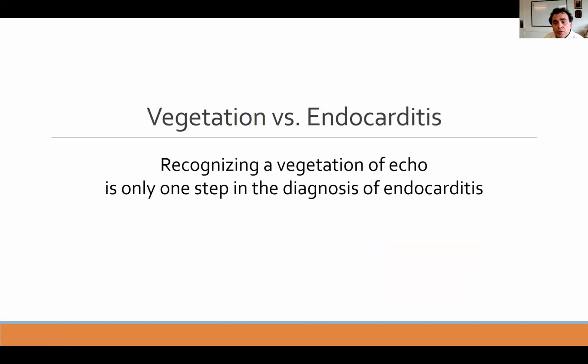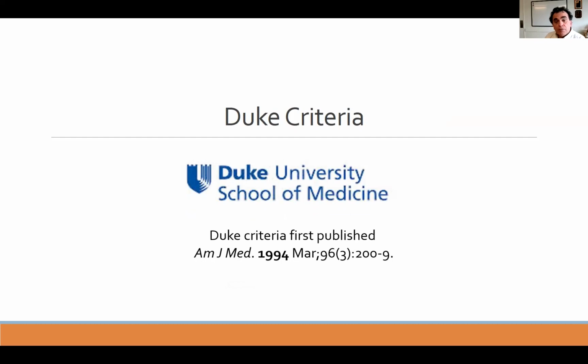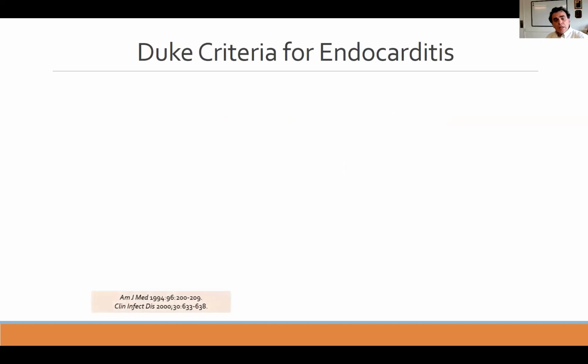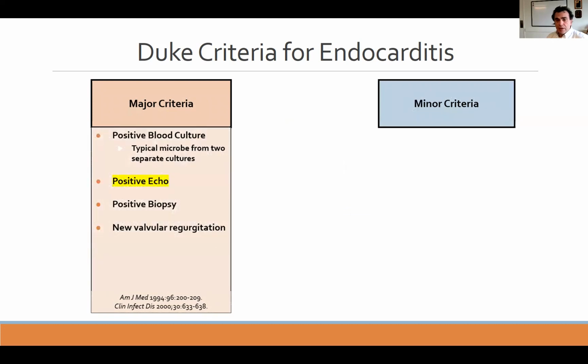So what's the difference between a vegetation and endocarditis? Recognizing a vegetation on echo is only one step in the diagnosis of endocarditis. So we have to look at the Duke criteria. They come from Duke University School of Medicine, and they were first published in 1994 and have undergone several revisions since then. So what are the Duke criteria for endocarditis? There are major criteria and minor criteria.